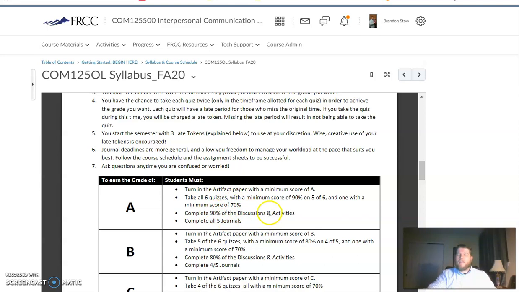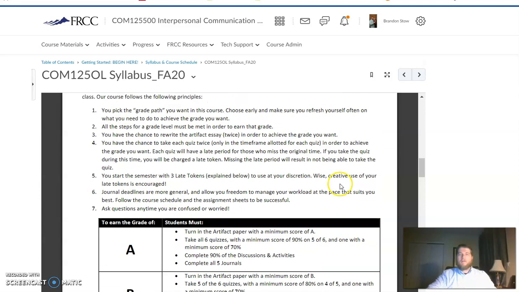90% of the discussions and the activities, so you have to do the work in the class, and then you have to do all 5 of the journals. The journals will only be graded on a complete, did not complete basis. And so the idea is for them to be low stakes assignments where you can really show me what you're thinking without worrying about meeting too many standards. I just want to know where your thinking is on these topics, okay? So you have to hit all the steps.